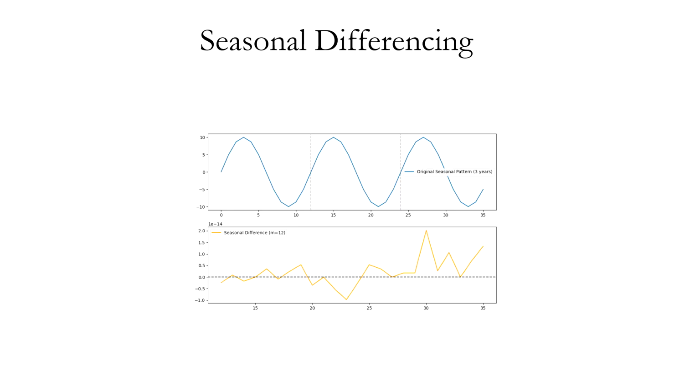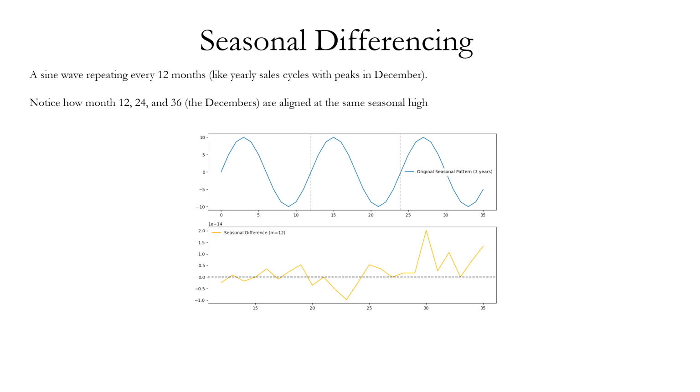So here's a real world example of seasonal differencing. We've got a sine wave repeating every 12 months, like a yearly sales cycle with peaks in December, right? And notice how the Decembers at 12, 24, and 36 are aligned at the same seasonal high. So there is a seasonal high for that particular part of the year, not the whole year, but that particular part of the year.